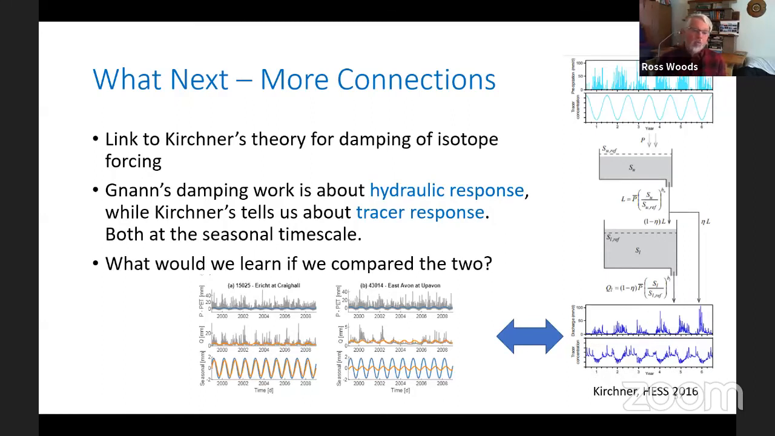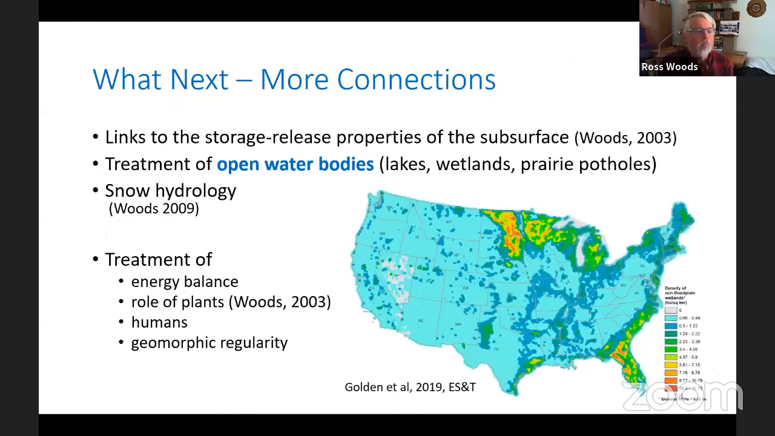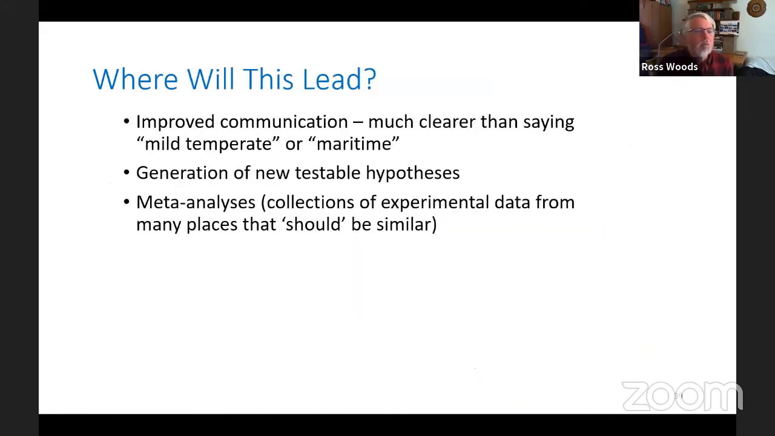It seems to me that there's really a lot of potential if we compare those two. They ought to be different, but they ought to be somehow connected as well. And so I think that's possibly a promising direction for the future as well. And as I said, lots of work still to do on open water bodies. But in the interests of time, I don't want to spend much more on that.